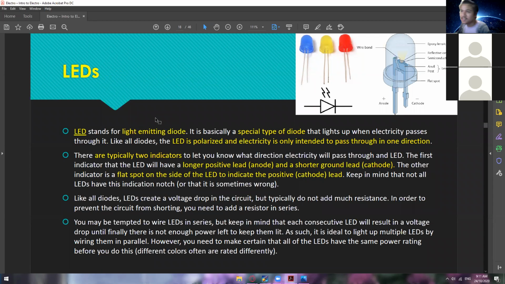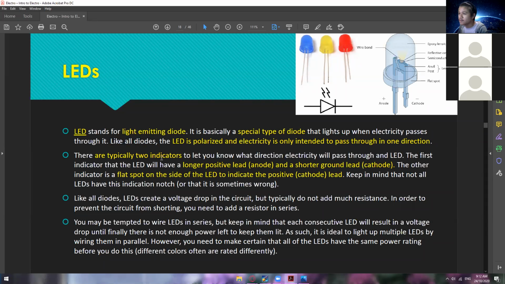Our dog is noisy. So next one is LED. I bet that all of you already know this one. LED stands for light emitting diode. It is basically a special type of diode. An LED, or light emitting diode, is a diode itself that lights up when electricity passes through it. Like all diodes, the LED is also polarized, of course, and electricity is only intended to pass through in one direction. So again, as I said a while ago, for an LED, the longer one is the anode or the positive side, and the shorter one is the cathode or the negative side.